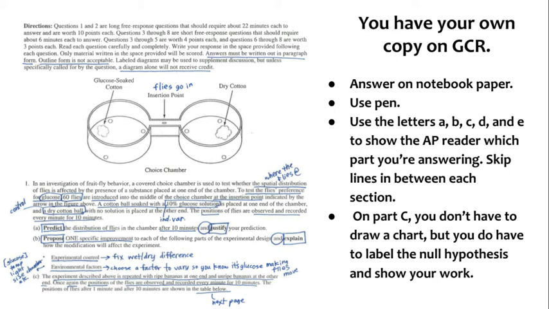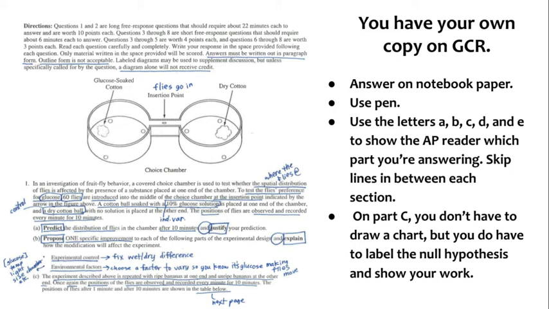Now, each section has to be in complete sentences, not an outline, but you don't want it to look like an English paper when you're done. I'll show you in just a second on part C. There is a mathematical calculation, chi-square. I know, shocker. You don't have to draw that chart, but you are going to want to label your null hypothesis, and you definitely have to show your work.